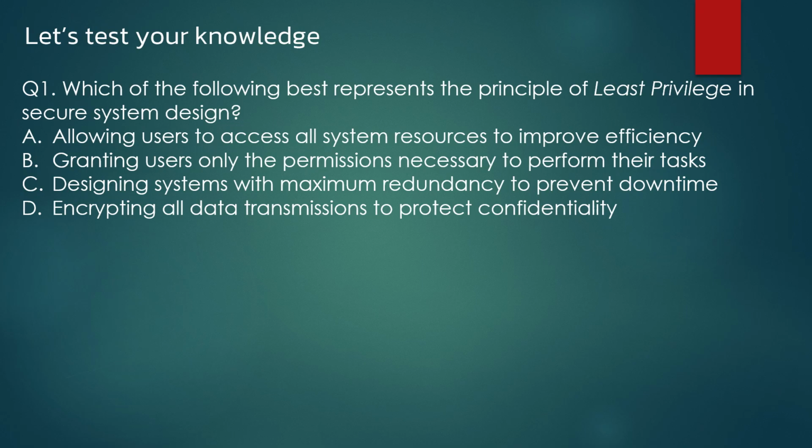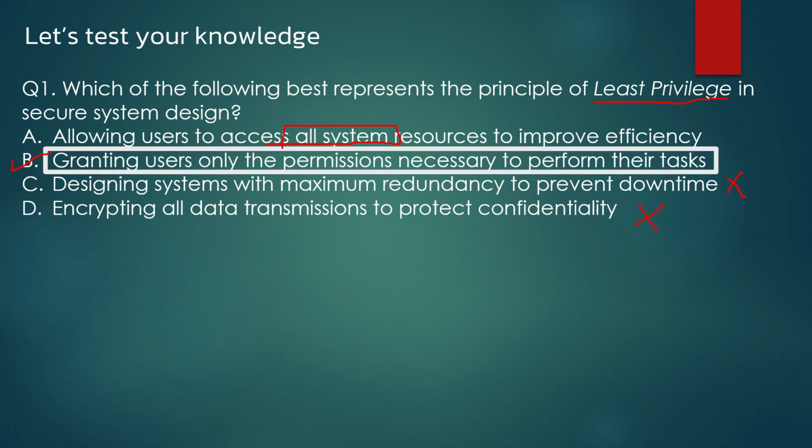This is an easy one. What you have to see here is least privilege. What is least privilege? When we are talking about privilege, redundancy is not the correct answer. Encrypting is again not the correct answer. Now, allowing users access to all systems is the paradox, or vice versa, of least privilege. So the correct answer is B. Let's go to the next question.